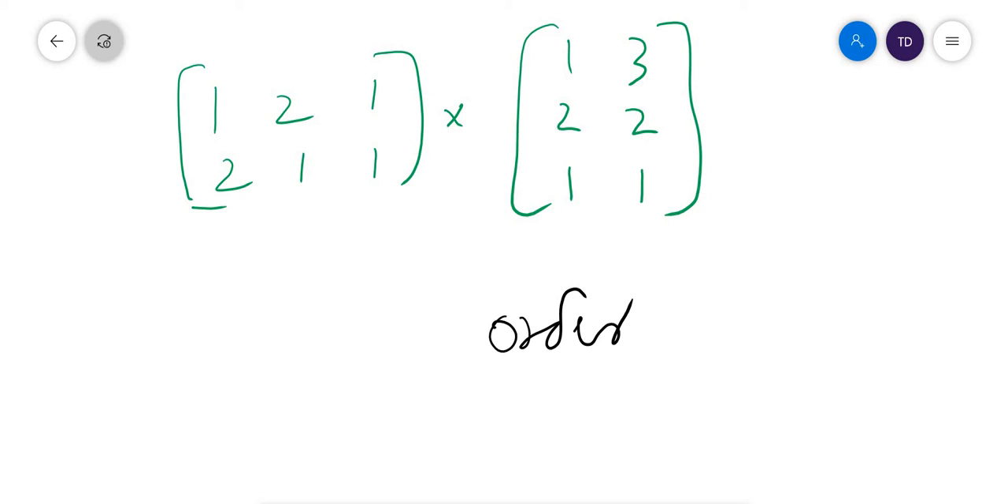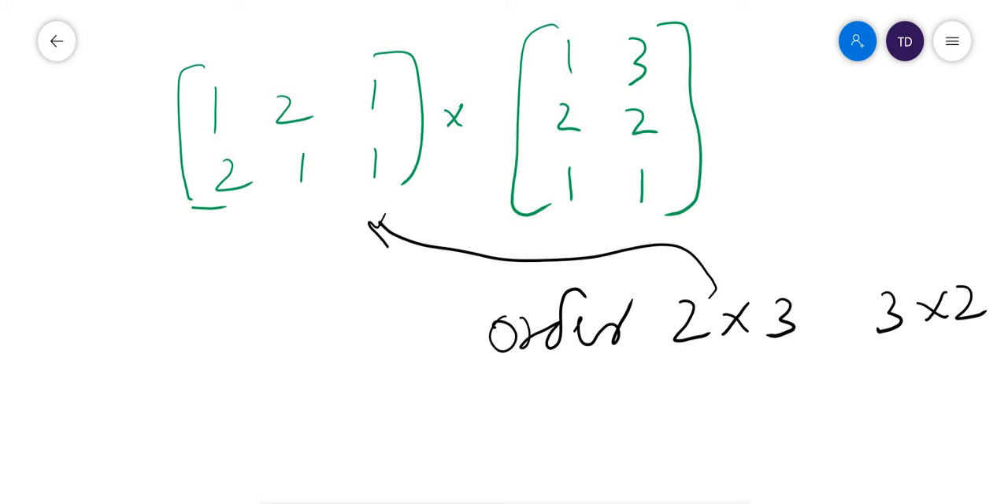See, order we will tell in terms of the rows and columns. How many rows are there? 1, 2. So 2 by how many columns? 2 by 3. This is the order of the first tensor. The next tensor, how many rows? 3 rows. How many columns? 3 by 2. This is the order of the second.